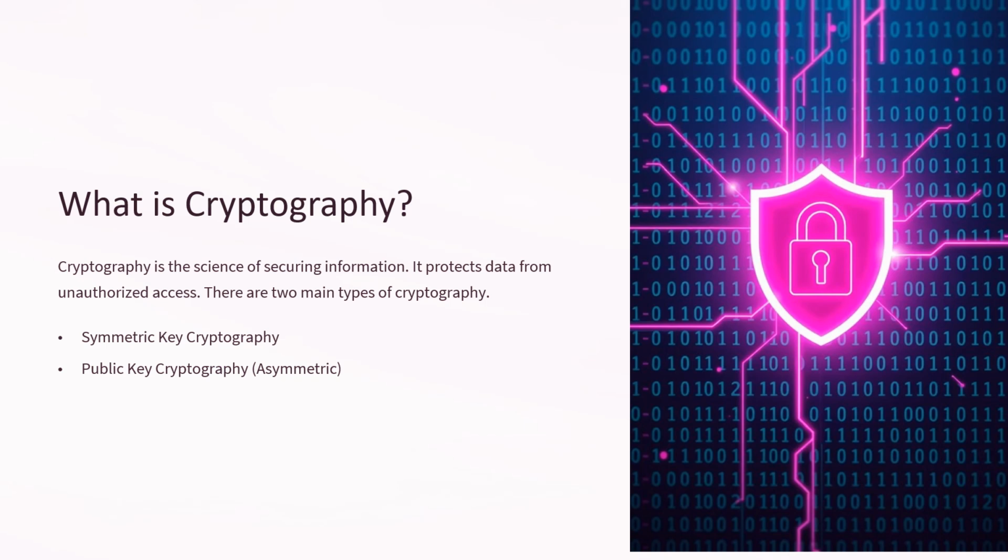There are two types of cryptography. One is symmetric key cryptography and another is public key cryptography, which is also known as asymmetric key cryptography.